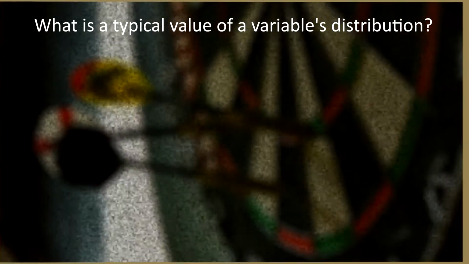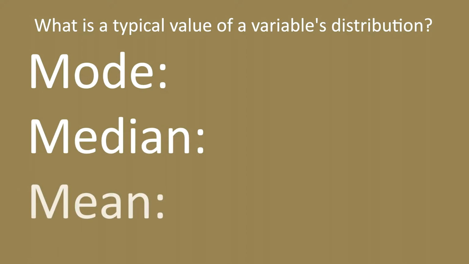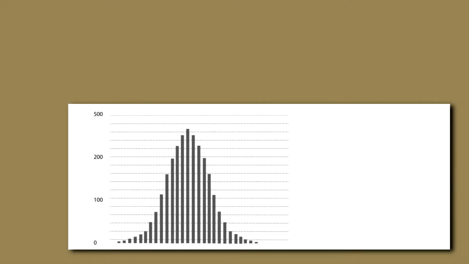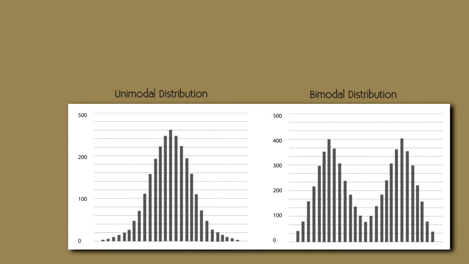So let's briefly review numerical measures of center. Intuitively speaking, the numerical measure of center is telling us what is a typical value of a variable's distribution. The three main numerical measures of the center of the distribution are the mode, the median, and the mean. So far, when we looked at the shape of the distribution, we identified the mode as the value where the distribution has a peak. And we saw examples when distributions have one mode, that is, a unimodal distribution, or two modes, a bimodal distribution.